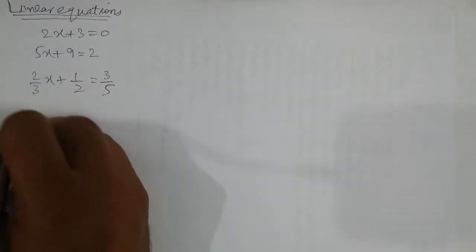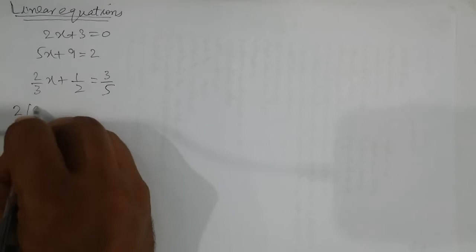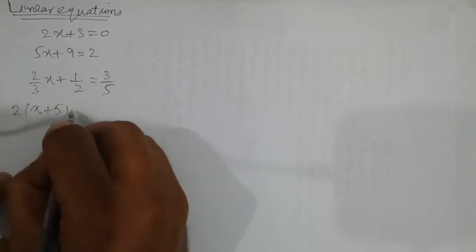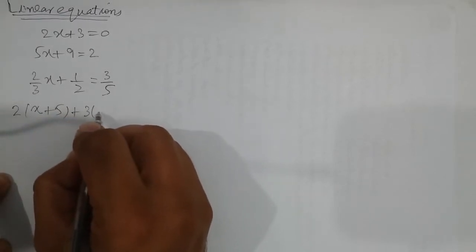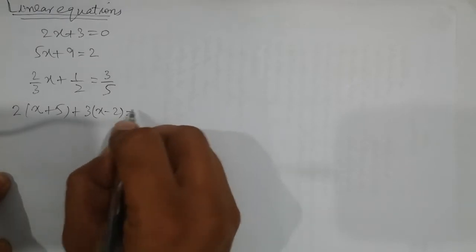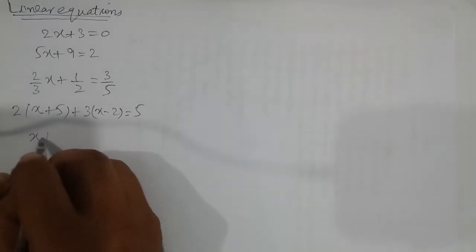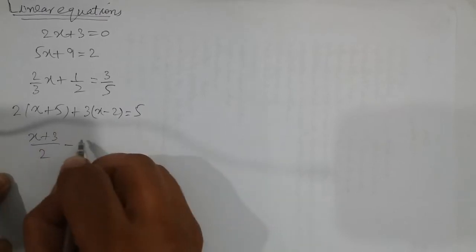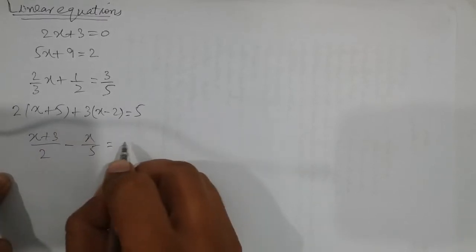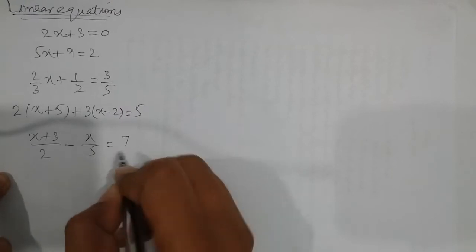Now some complex forms of linear equations are in the form of brackets, like 2 into x plus 5 plus 3 into x minus 2 is equal to 5, and we can write it as x plus 3 over 2 minus x over 5 is equal to 7. So in this way we can write different forms of linear equations.